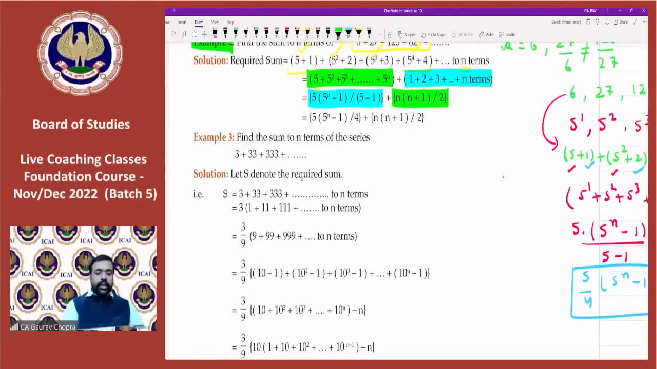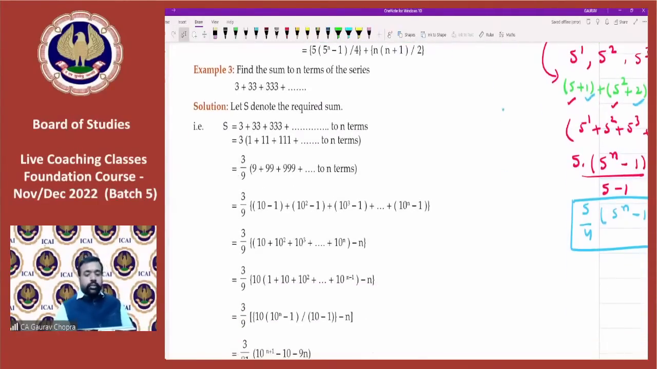So this was example number 2. Then example number 3 is a lengthy sum. Sometimes it comes in examination. So of course we have to do this as well. So what are those steps we have to be clear?